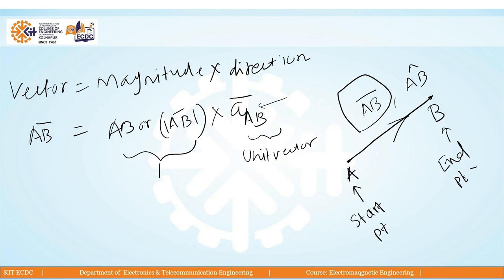So from the above equation, the unit vector can be obtained by taking the ratio of vector AB to its magnitude.